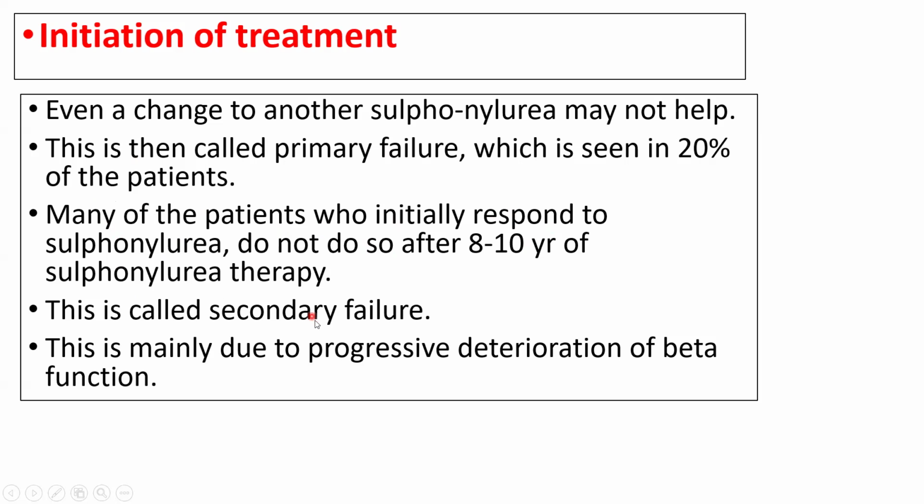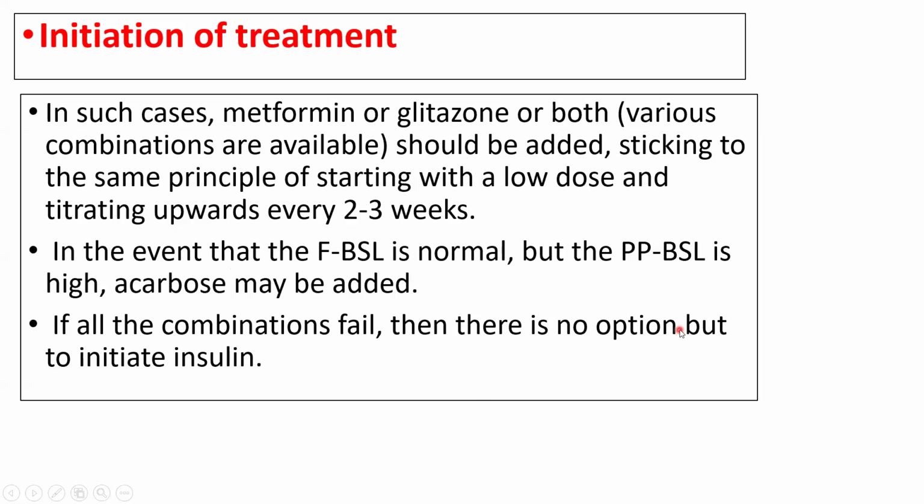This is called a secondary failure. This is maybe due to the progressive deterioration of the beta cell function, because sulfonylurea is acting on the pancreas, on the beta cells. In such cases, metformin or glitazone or both, these combinations are available in the market, sticking to the same principle of starting with a low dose and gradually increasing up to the maximum dose within 3 weeks.